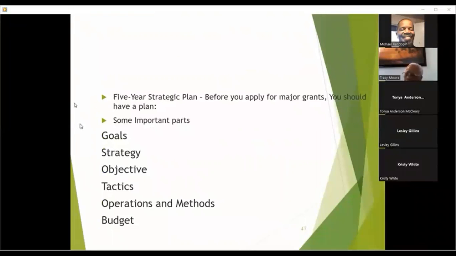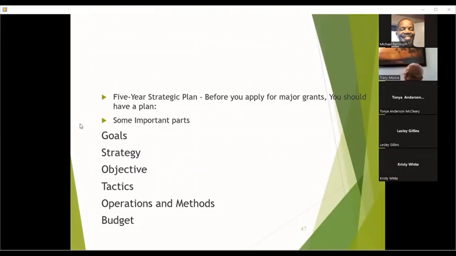So, what does that mean? Well, one of the things you want to do to build capacity for your organization is to do it or have someone put together on your behalf what's known as a 5-year strategic plan, before you begin to apply for major grants. That strategic plan is going to deal with your goals for the 5 years, strategy, objectives, tactics, operations, and methods, and budget for the organization.